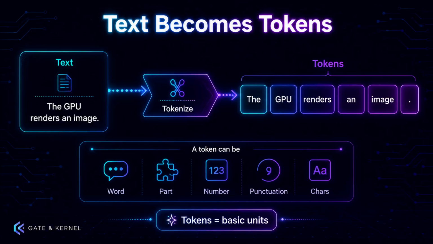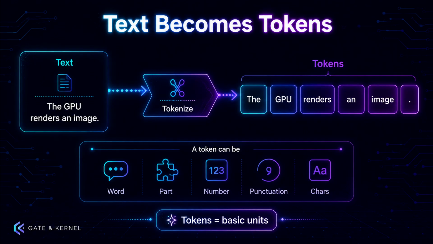Chapter 3. Text becomes tokens. Before an LLM can process text, the text must be divided into smaller units called tokens. A token may be a complete word, part of a word, a number, a punctuation mark, or a short sequence of characters. For example, consider the sentence, "The GPU renders an image." It might be divided into tokens representing the, GPU, renders, an, image, and the final period. Each of those pieces may become a token.